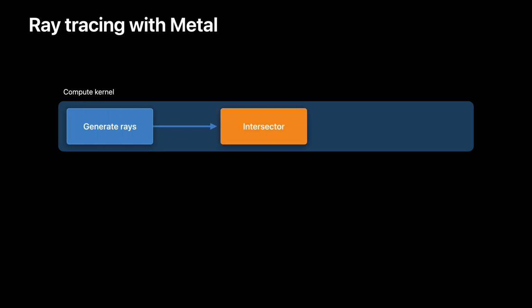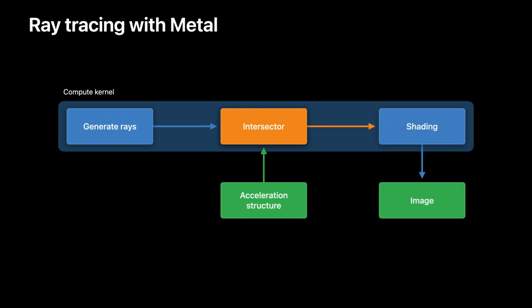We start with the compute kernel. In our kernel, we generate rays, which are emitted into the scene. We then test those rays for intersection against the geometry in the scene with an intersector and an acceleration structure. Each intersection point represents light bouncing off a surface. How much light bounces and in what direction determine what the object looks like. We then compute a color for each intersection and update the image.